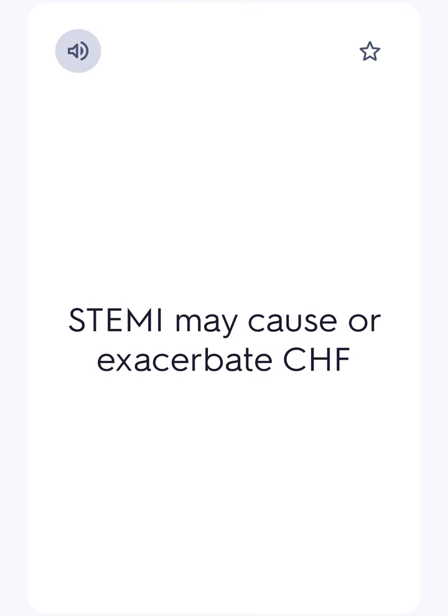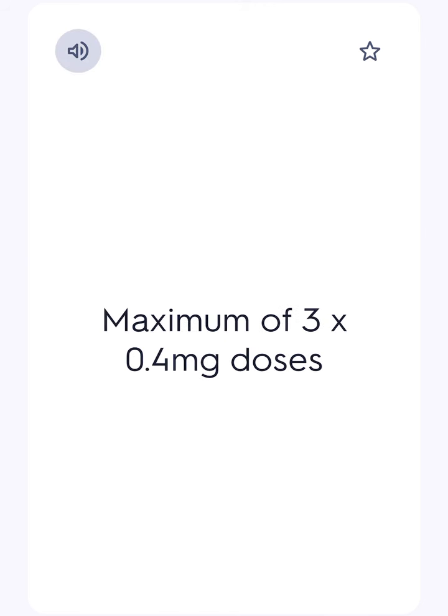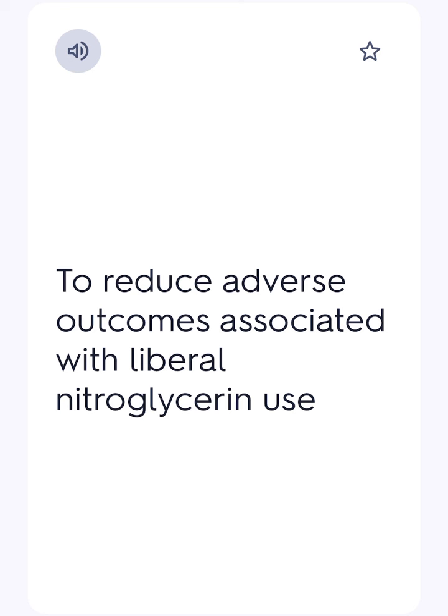STEMI may cause or exacerbate CHF. How many doses of nitroglycerin should be administered in STEMI? Maximum of 3 times 0.4 milligrams doses. What is the purpose of reducing the number of nitroglycerin doses in STEMI? To reduce adverse outcomes associated with liberal nitroglycerin use.